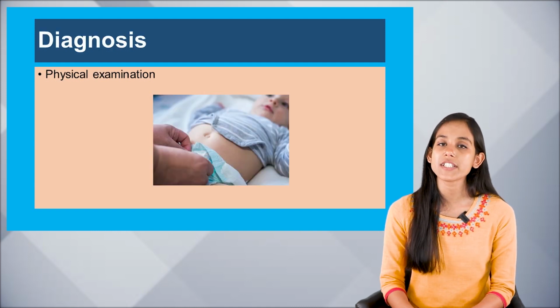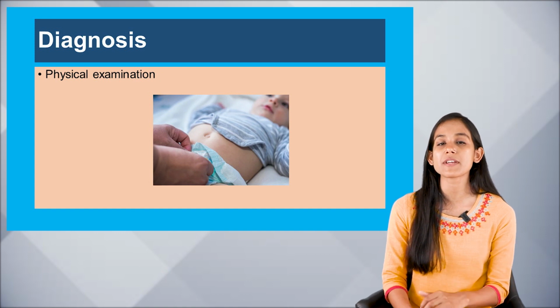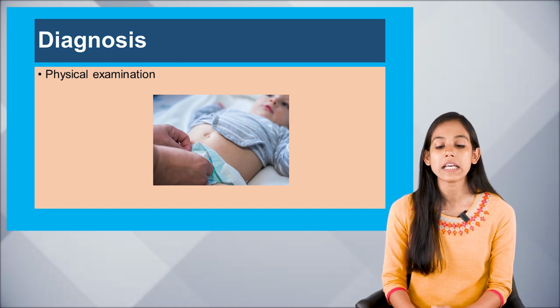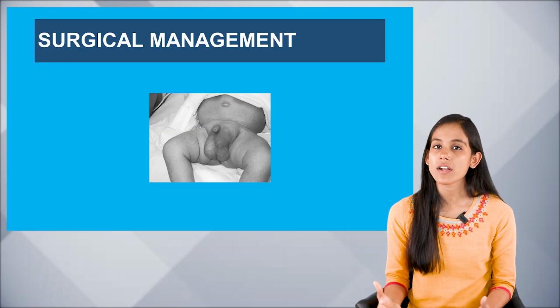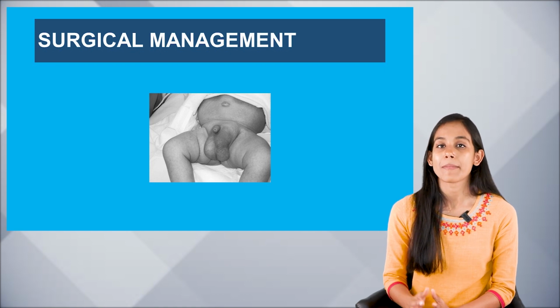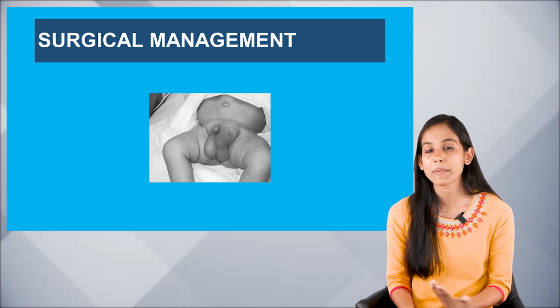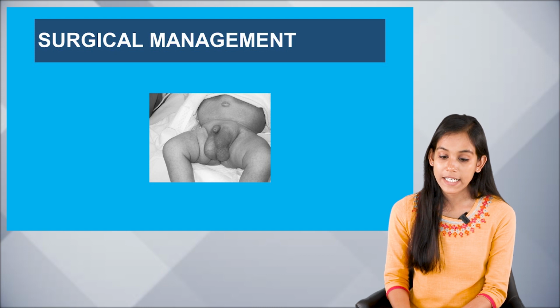Well, next, moving on to the diagnostic measures. In diagnostic measures, the first thing that we would do is physical examination, and then we can do ultrasound. Well, next, moving on to the management. For management, the fluid in the hydrocele is usually reabsorbed before the infant reaches age 1 year. But if it does not get corrected by this age, then there might be need of surgical correction.